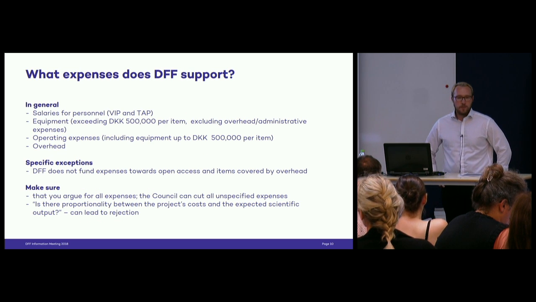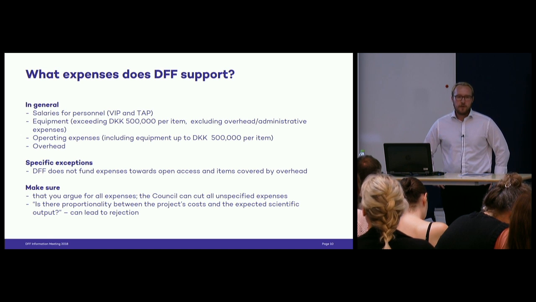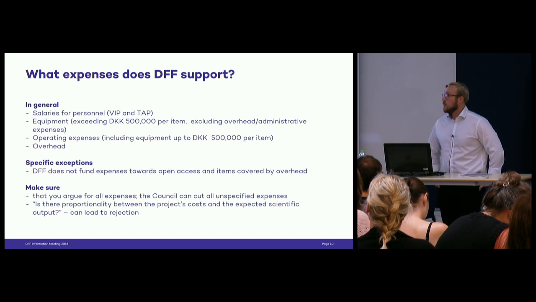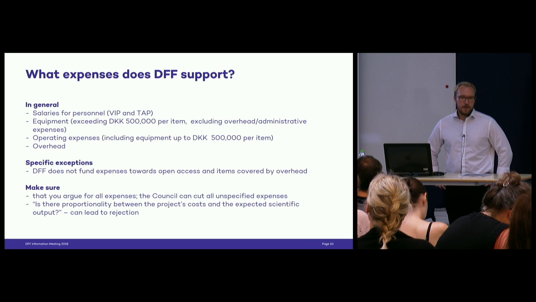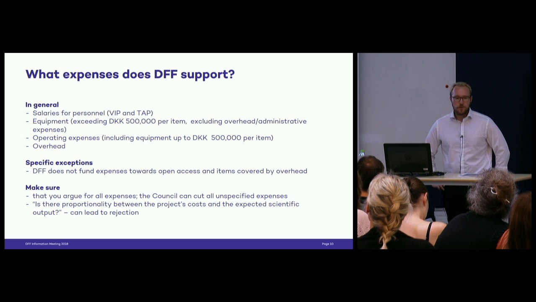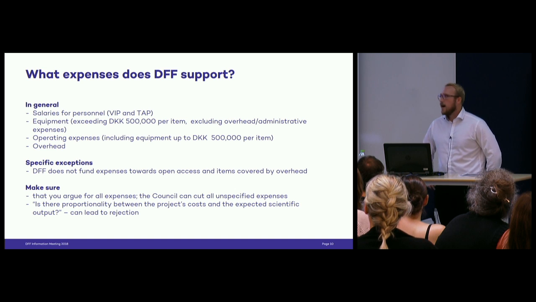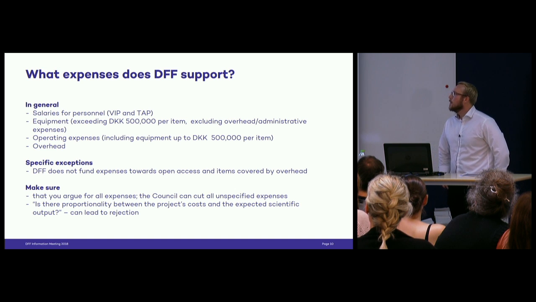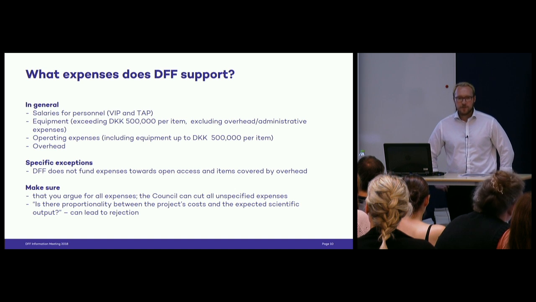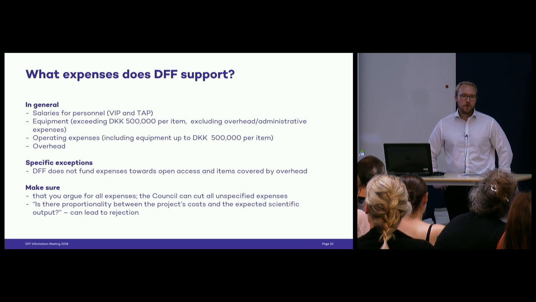What does DFF support? We support, in principle, all expenses directly related to the project. This means that you can apply for salaries, for VIPs and TAP level. You can apply for equipment up to a certain level, operating expenses, and we also provide a generous overhead. However, there are certain exceptions. We do not fund expenses directly related to open access publishing. DFF and the ministry has a policy on open access. However, you cannot apply to expenses directly related to open access publishing. However, in the budget you can put in expenses toward publishing in general, and we probably don't look at exactly how you use that money.